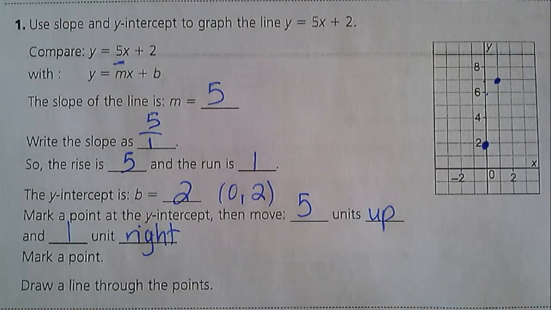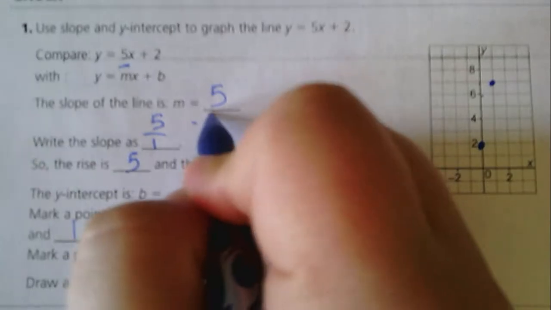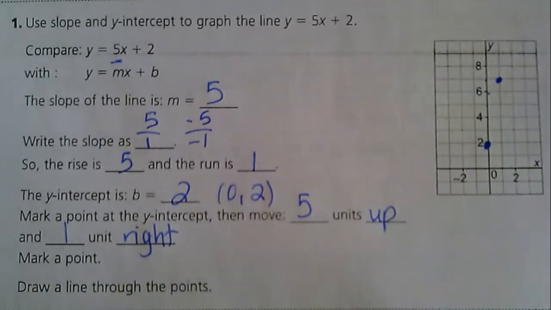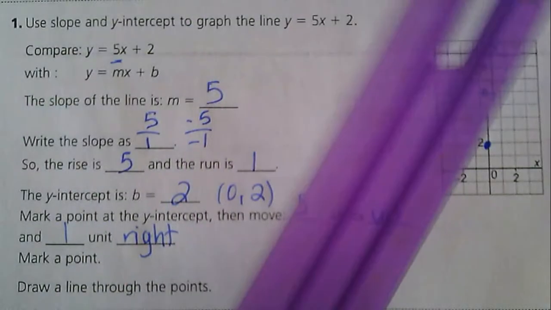And again, they didn't leave me room in this graph, but I could also do the opposite because 5 over 1, a +5, can also mean a -5 over a -1. But in this case, they haven't left me the room to draw it. Last thing you should do is draw a line to connect your points.